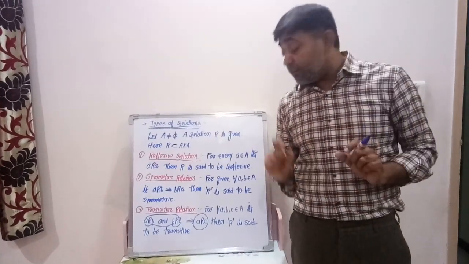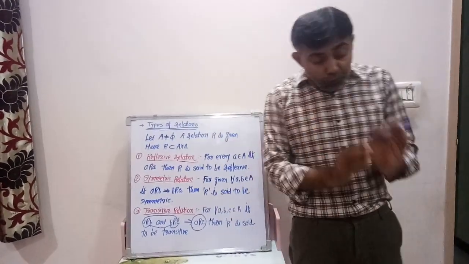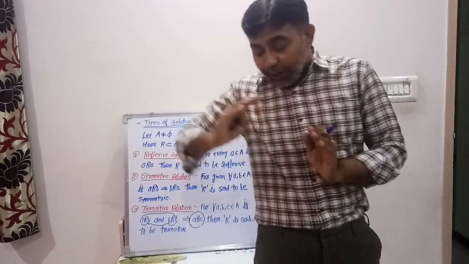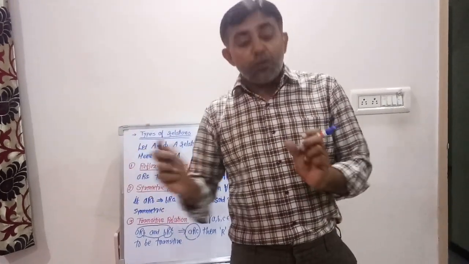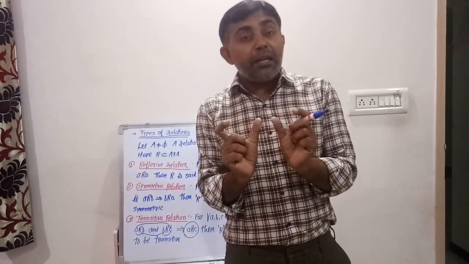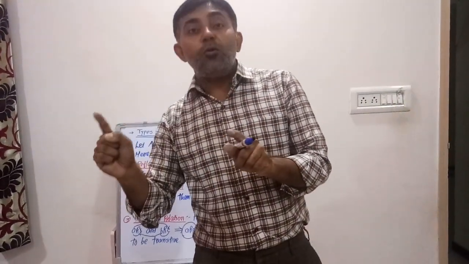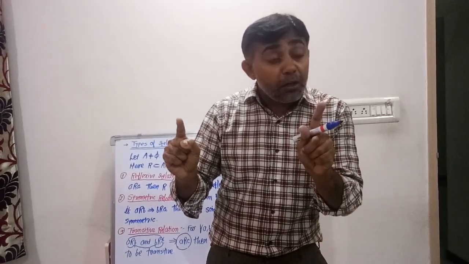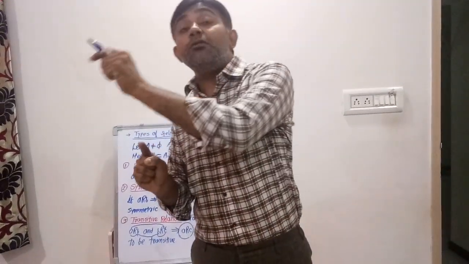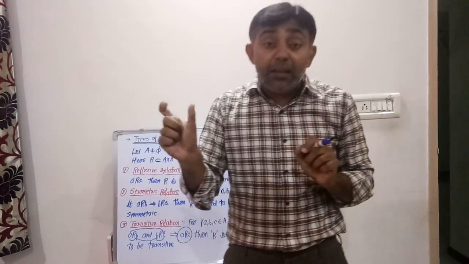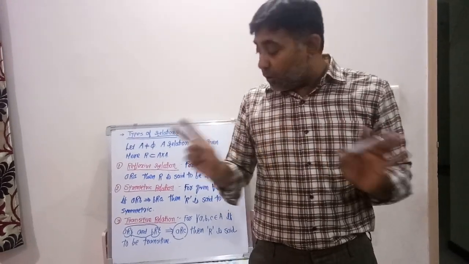Here we have to mention one important thing. Suppose (1, 2) and (2, 3), these two ordered pairs are given in a relation, then 1 is related to 2 and 2 is related to 3, so the ordered pair (1, 3) should be there. Then the relation is said to be transitive, otherwise not.